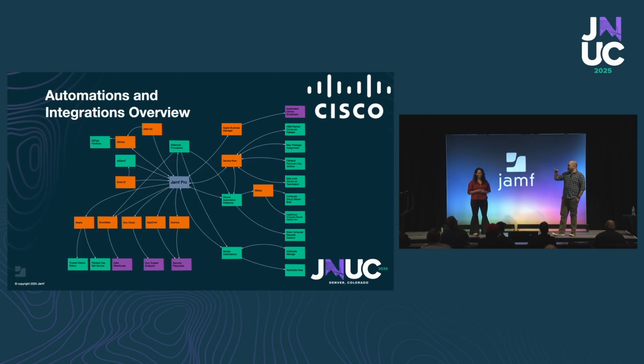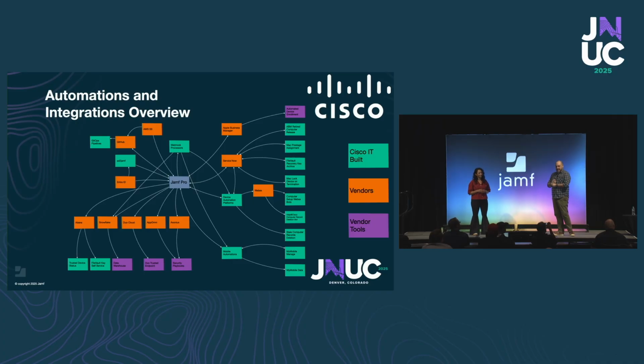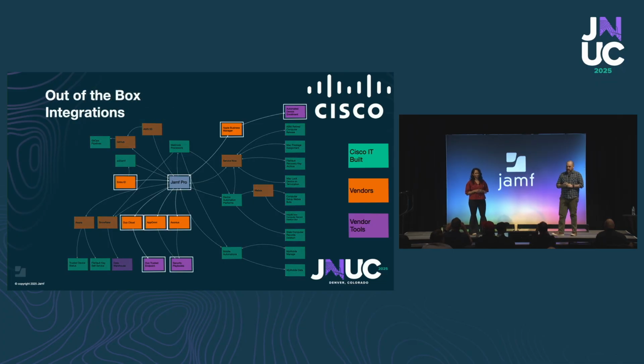All right, so we're going to focus in on a few of these specifically. Before we do that, I'll give you a little legend here so you know what you're looking at. If it's green, it's something that Cisco IT built. Orange calls out all the vendors, and purple is any specific vendor tools that we're using. So let's take a look at those.